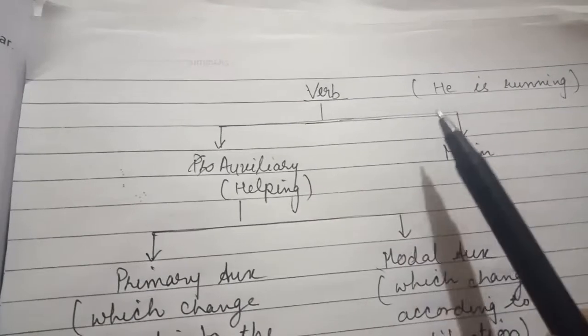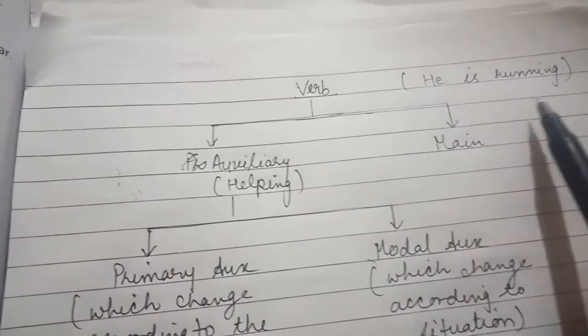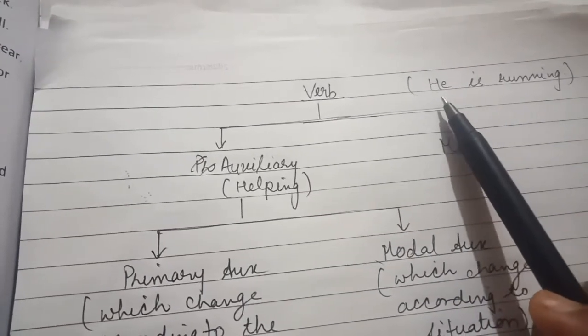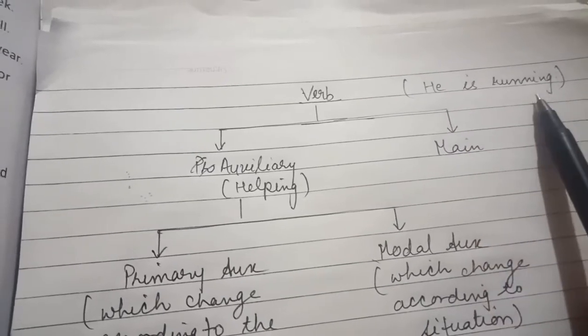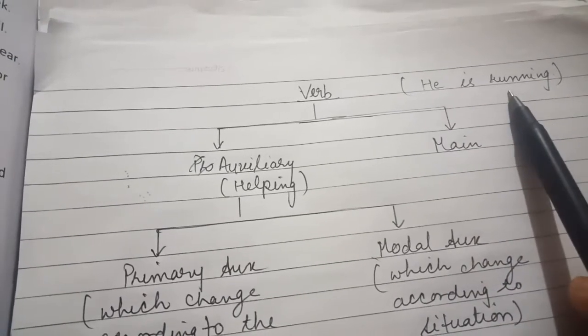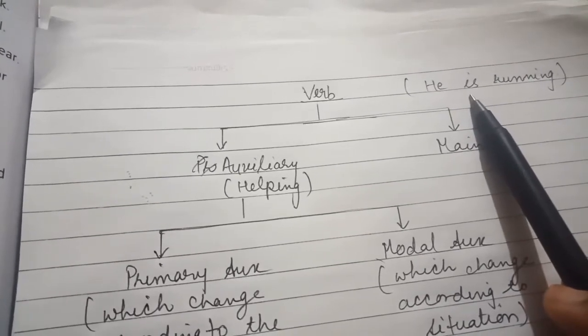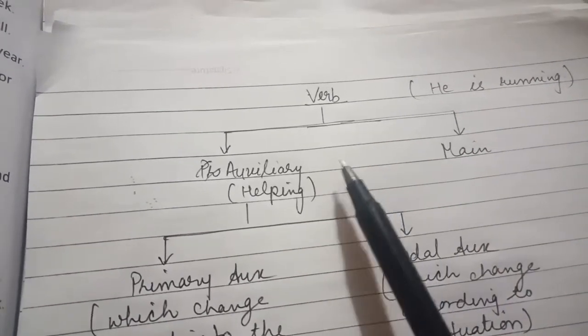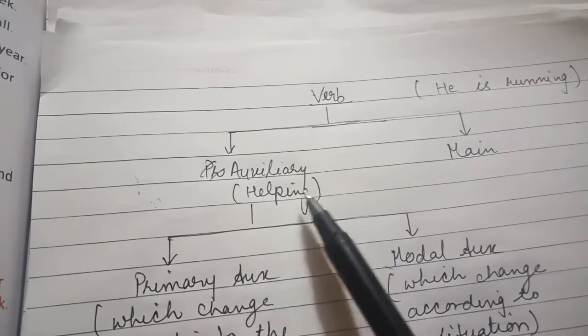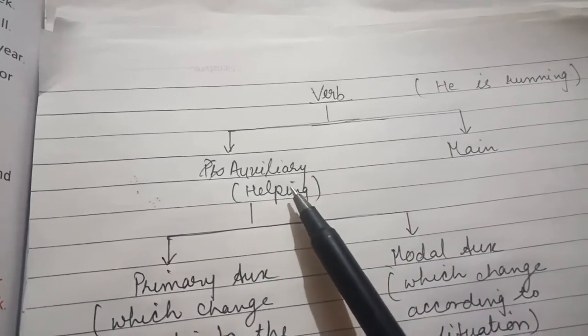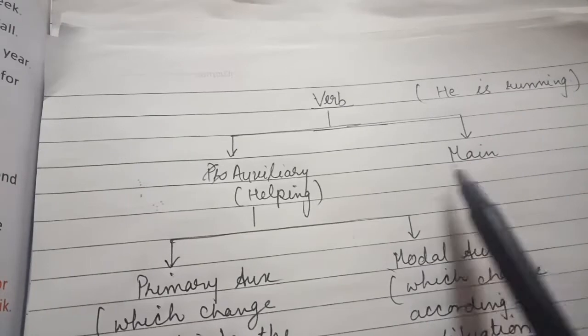Like here, I have written an example. He is running. Here, the subject is he and the action is running. So, running will be the verb. But what about is? So that's why a verb has two parts, auxiliary and main.